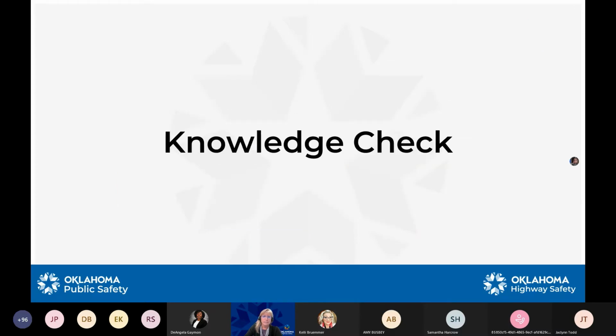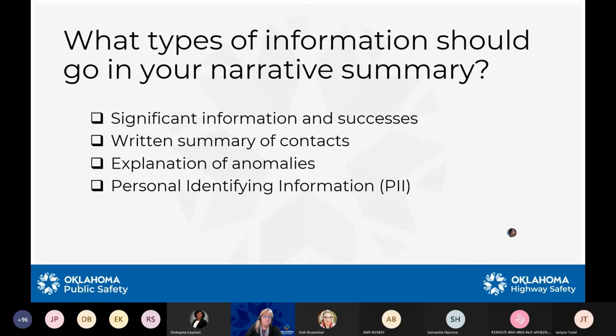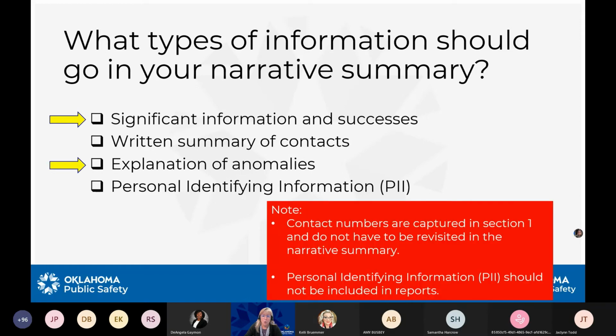So let's do another knowledge check. Again, type your answer down in the chat area. What types of information should go into your narrative summary? Is that significant information and success, written summary of contacts, explanation of anomalies, or personal identifying information? What do you think? We have all.